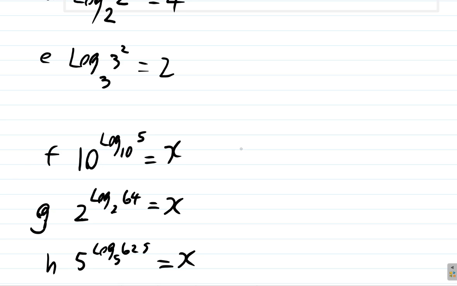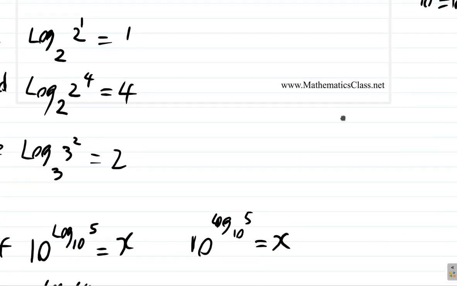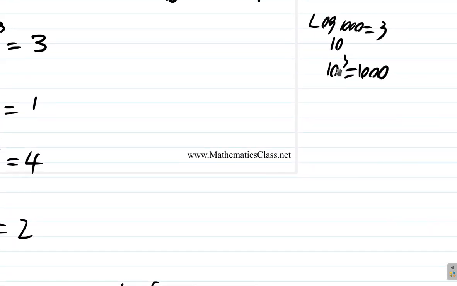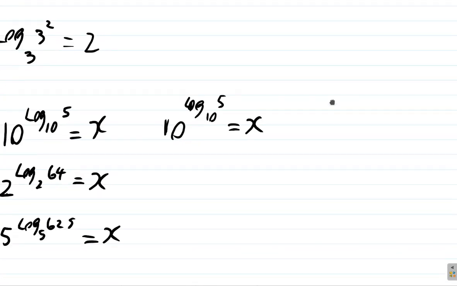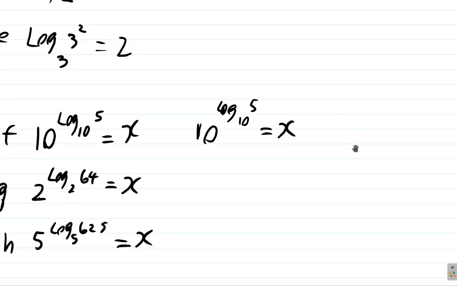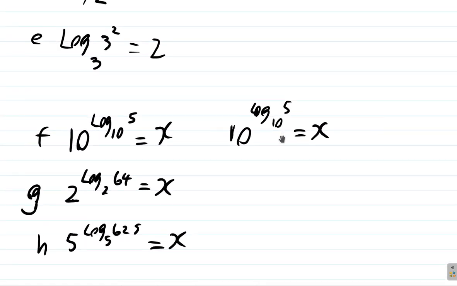We want to rewrite this from index to log form. We have 10 raised to the power of log base 10 of 5 is equal to x. Now, here, the base in the index form must be the base of the log.